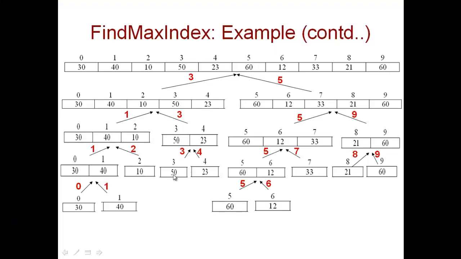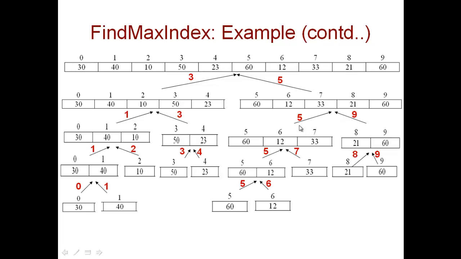So the maximum now is 50, between 50 and 23. So you return 3 as the index, as the maximum within this range from 3 to 4. So I'll explain this. Now this one, 60 and 12. So 60 is the maximum, so return 5 as the maximum from 5 to 6. Then 33 is a one element array, so 7 is the right max index. So 60 and 33, 60 is greater, so 5 is the index you return from this range 5 to 7. On the right side you get 9 as the maximum index where the maximum element is.